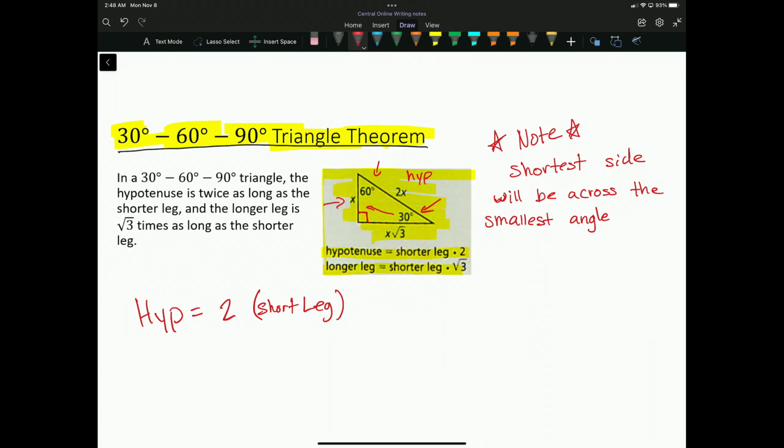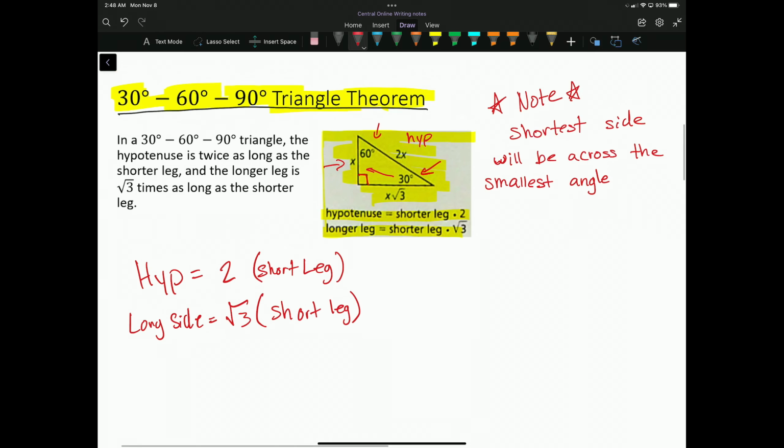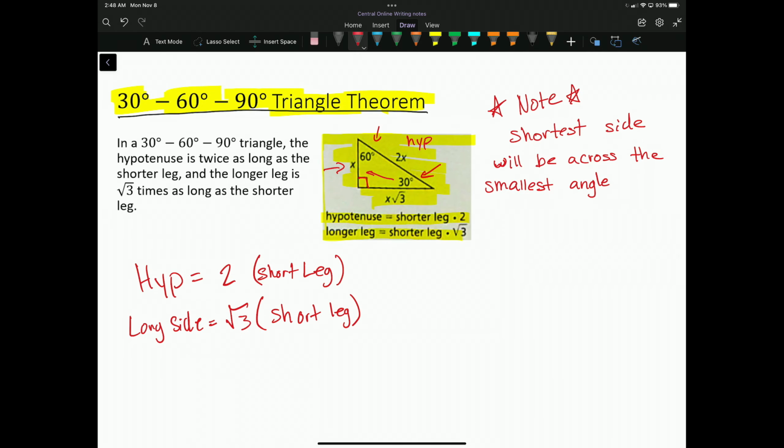So my hypotenuse is twice as big as my short side. And my long side is going to be the square root of 3 times my short side. So if I want to say my long side is going to be the square root of 3 times my short leg. That is not an A, that's supposed to be an O. Short leg. Okay. So make sure you have those written in your notes.